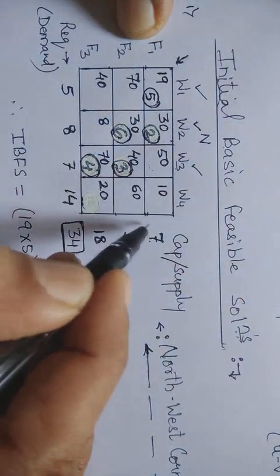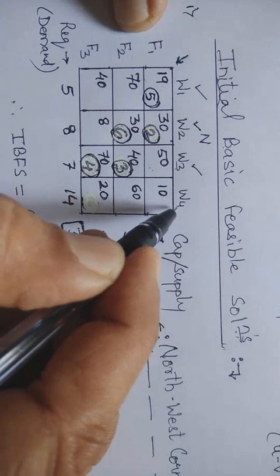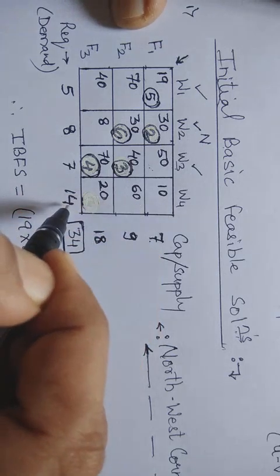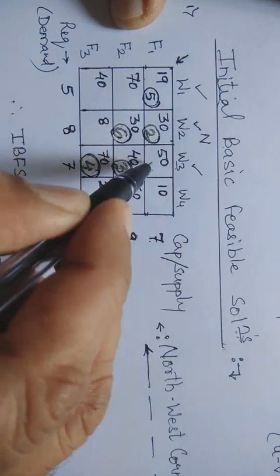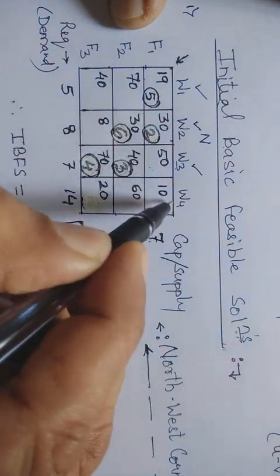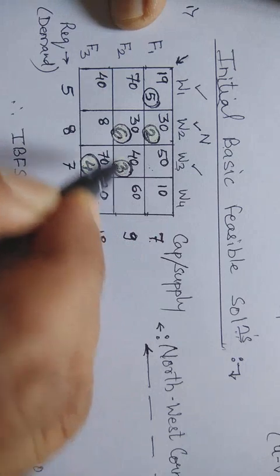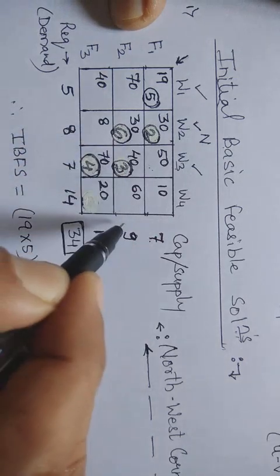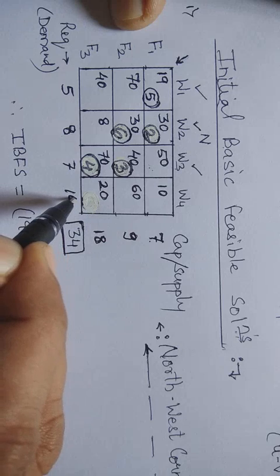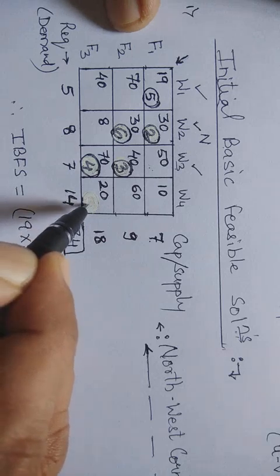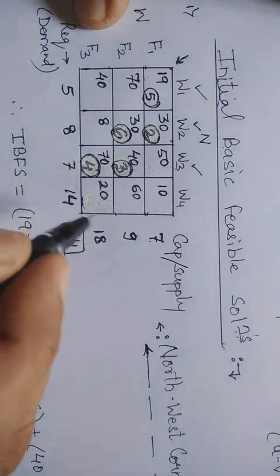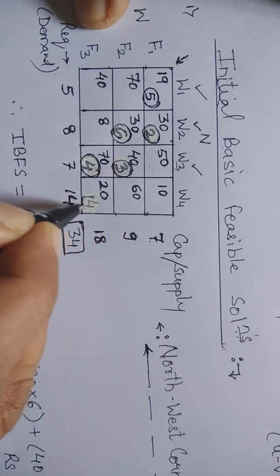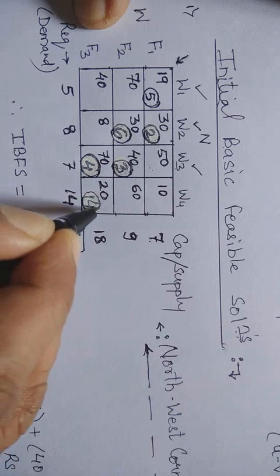So this much matrix is remaining. This is the northwest corner. W4's requirement is 14. Can it take from F1? No. F1's supply is over, 5 plus 2 is 7. It will go to F2. Can it take from F2? F2's supply is over, 6 plus 3 is 9. It will go to F3 directly. It wants 14 parts. Are 14 available with F3? Yes. Out of 18, 4 are given to W3, so 14 are remaining. So it will take 14 from F3.